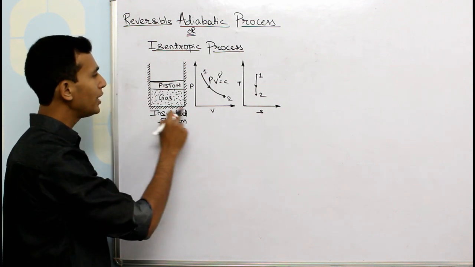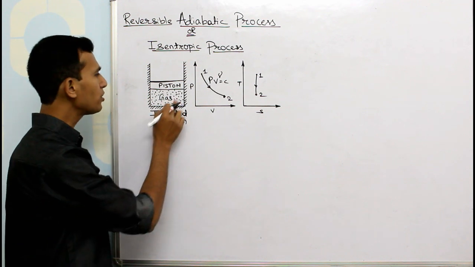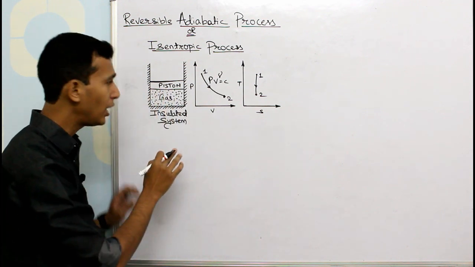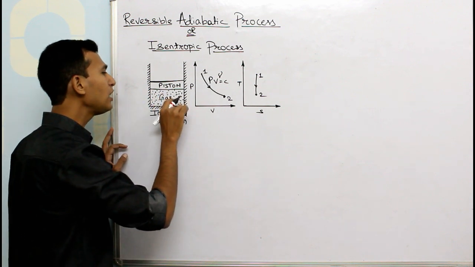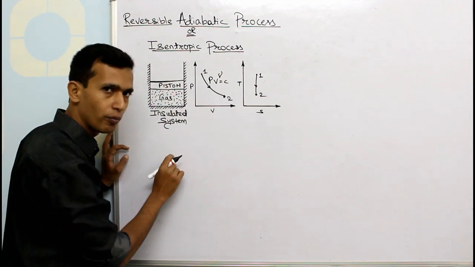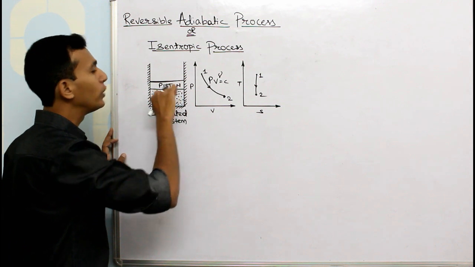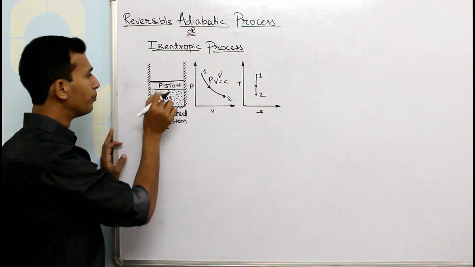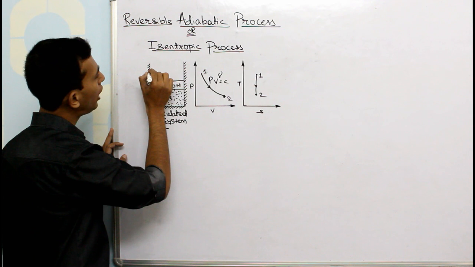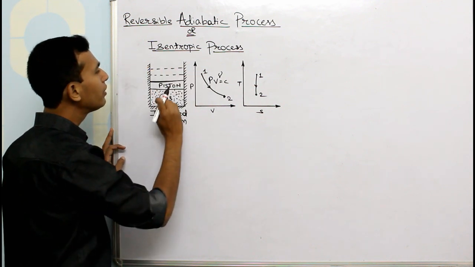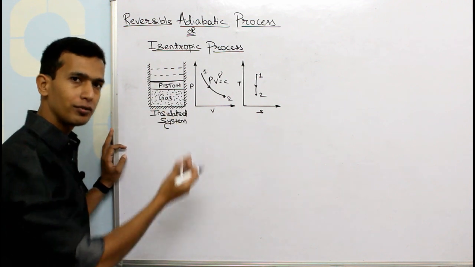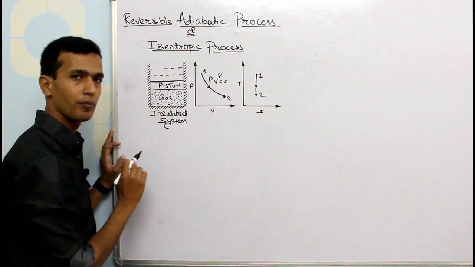We have an insulated system which consists of a certain amount of gas in it, and there is a piston. This gas is at an increased temperature and pressure right now, and we are allowing it to expand. So, this piston is going to move upward. Let us say this is the final position of our piston, having increased volume. Because of that, you will have a decrease in pressure.